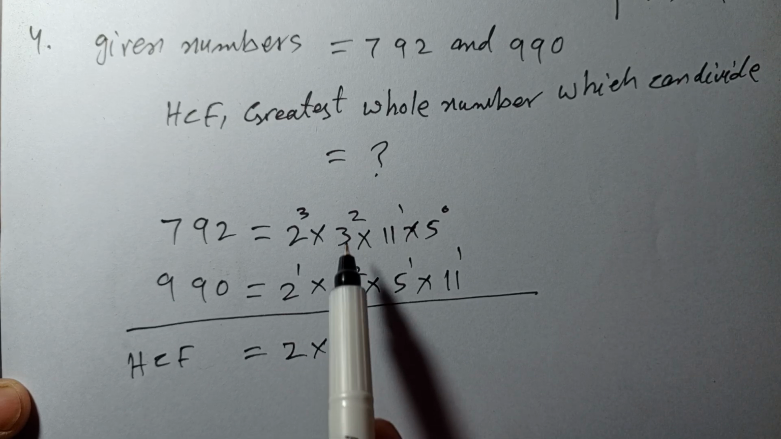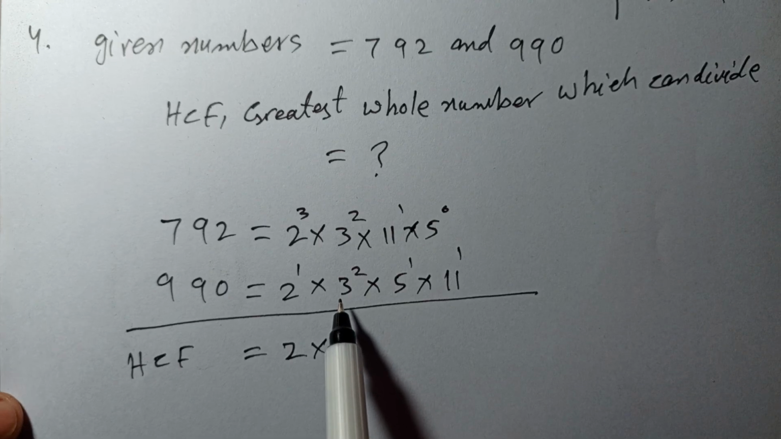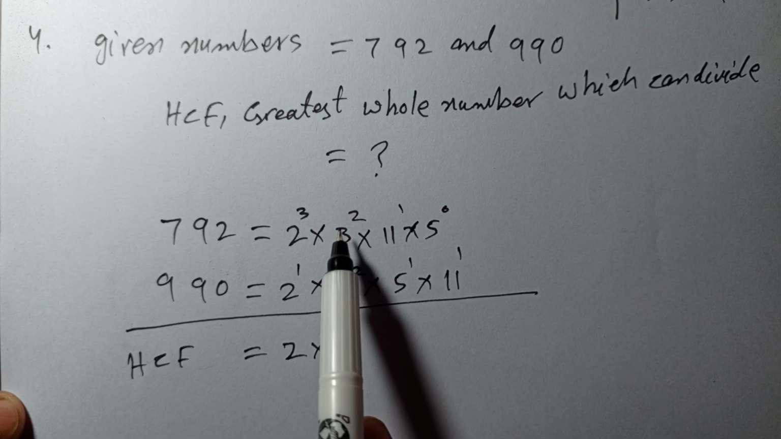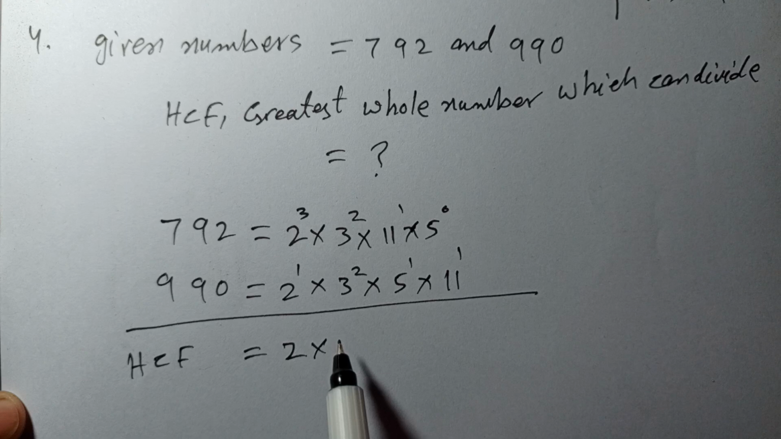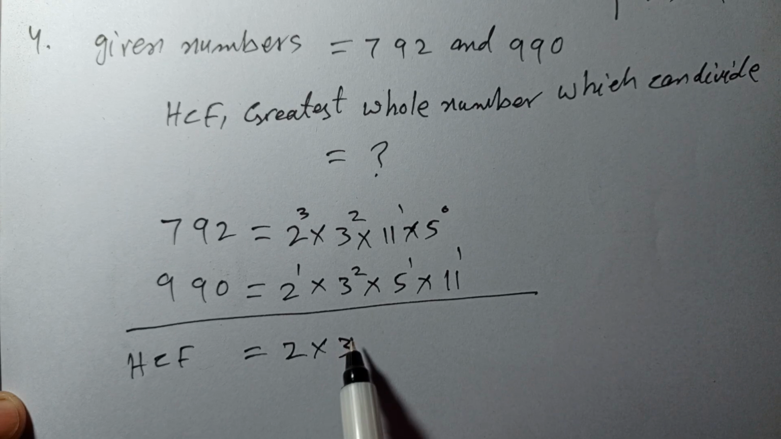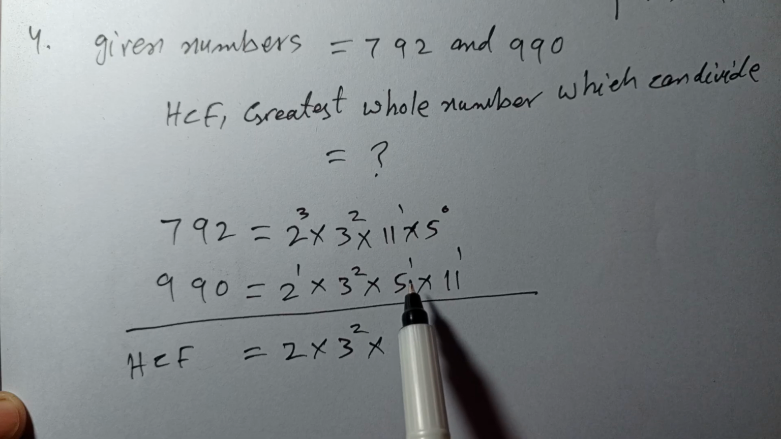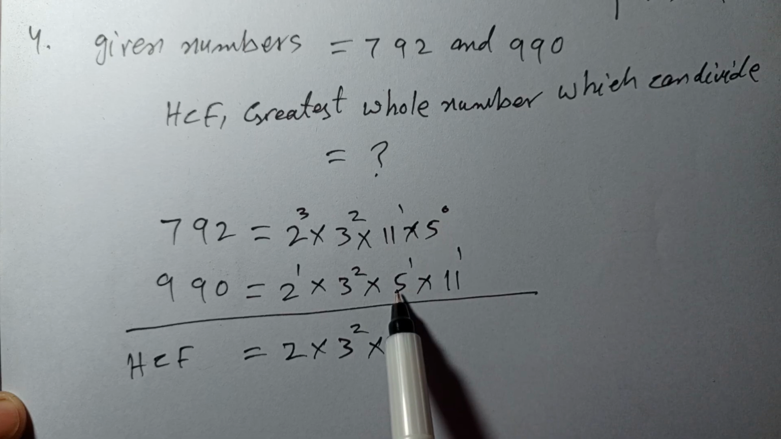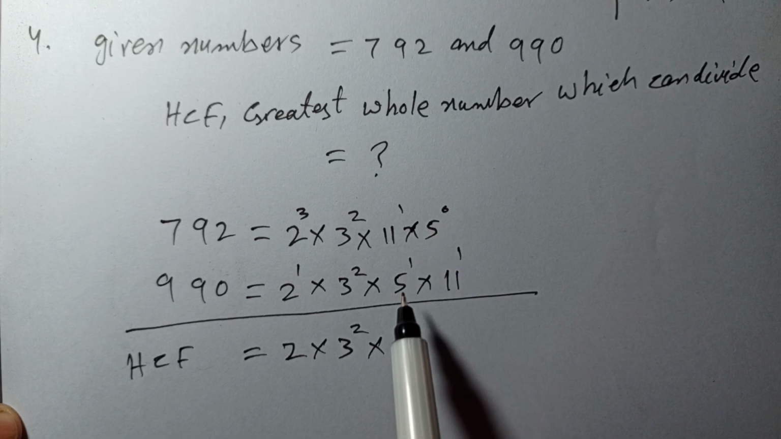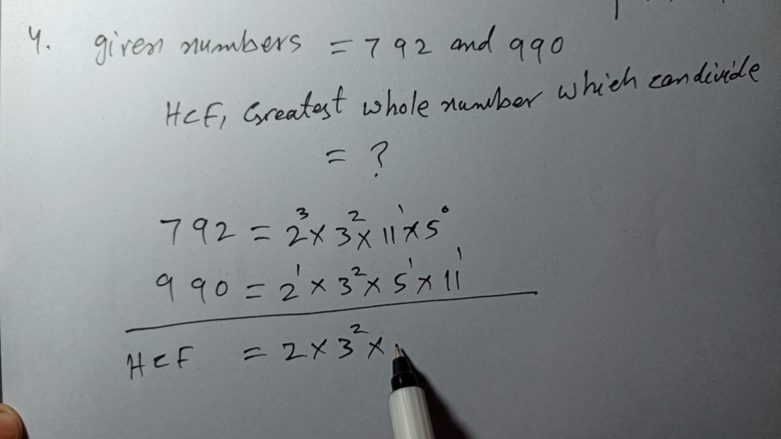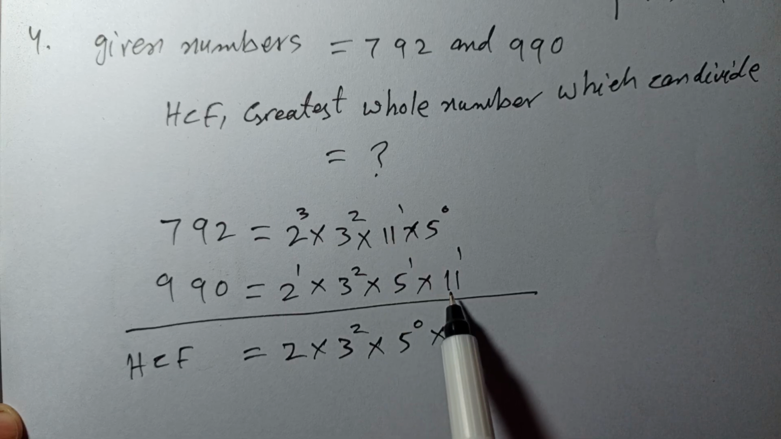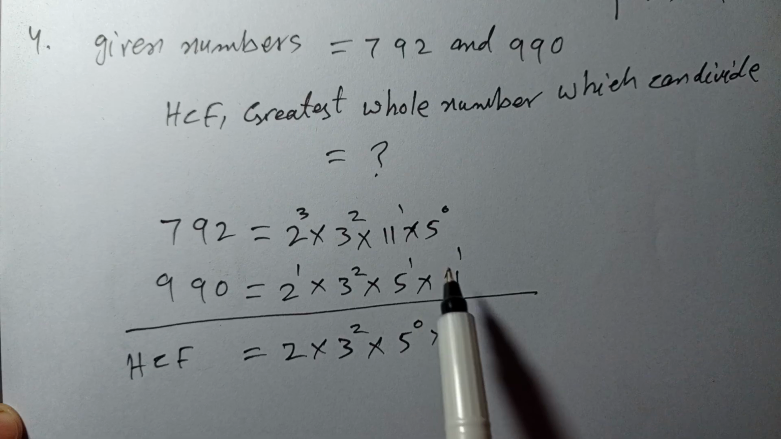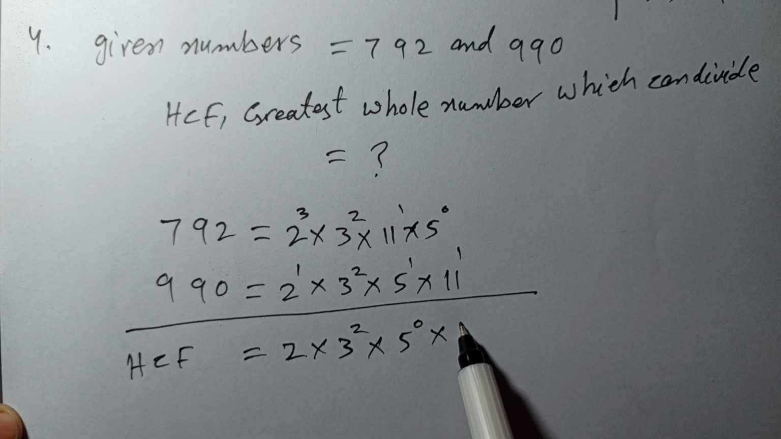Now from these threes you will take the lower power, and here you will see 3 raised to power 2 and 3 raised to power 2, the same power in both. It means that 3 raised to power 2 is common in both of these numbers, so you will take it. And 5 raised to power 1 and 5 raised to power 0: which one is common? You will take the lower power, 5 raised to power 0. Then 11 raised to power 1 is in both of these numbers, so you will take 11 raised to power 1 here.